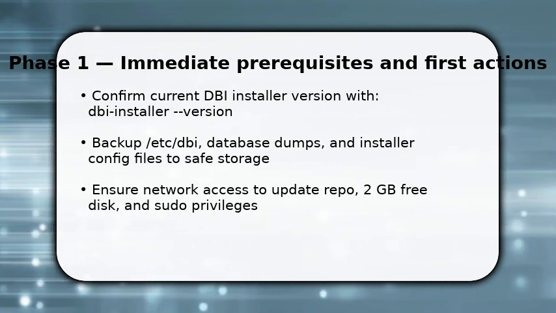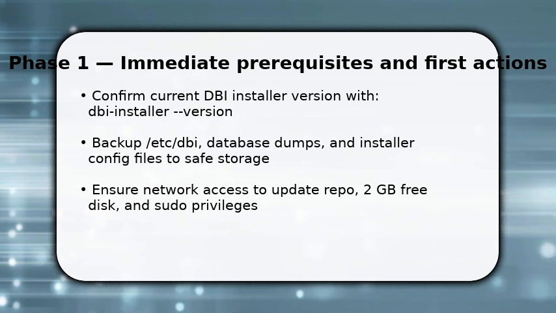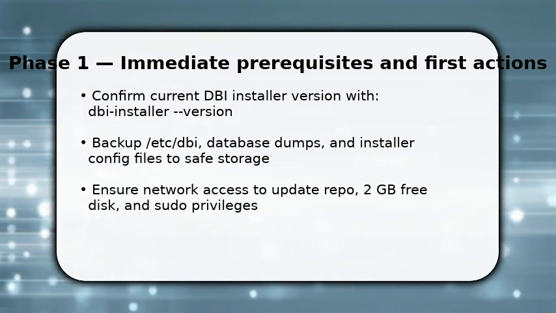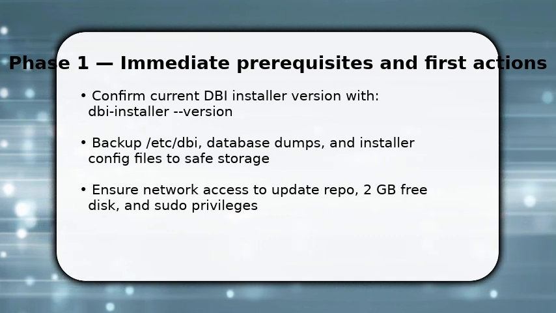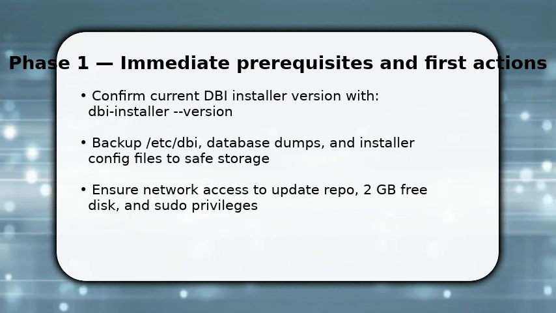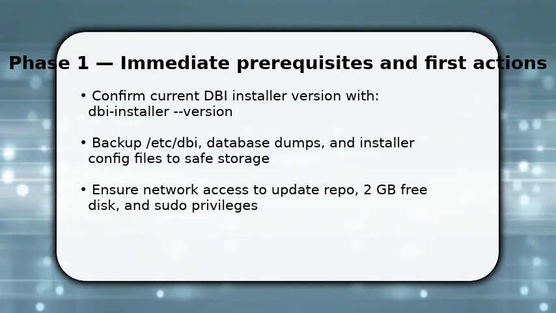Make a compressed dump to a different disk or remote location because updates can alter schemas. Once done, confirm you have sudo rights, network access to the update repository, and at least 2 GB free. These steps prevent interruptions and give you room to revert if necessary.